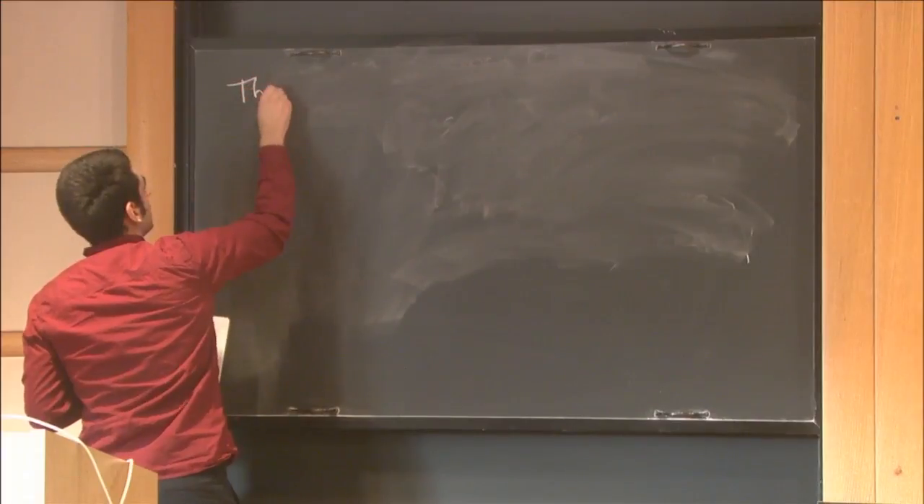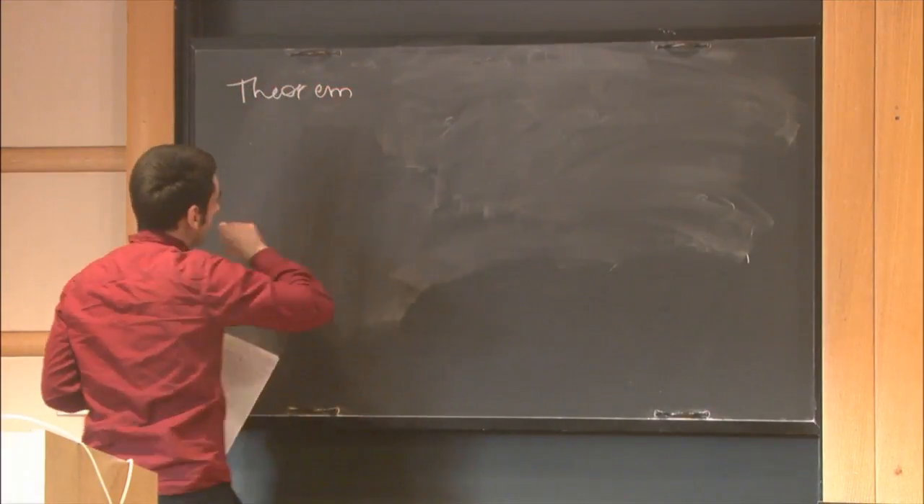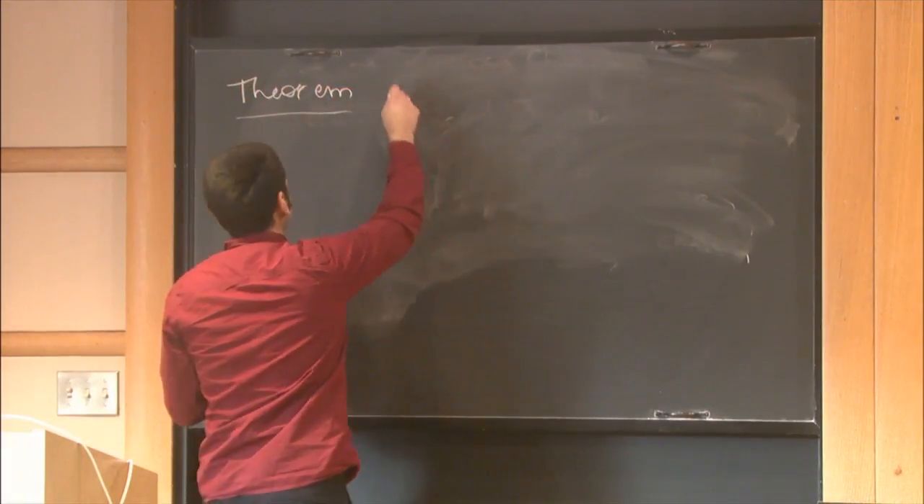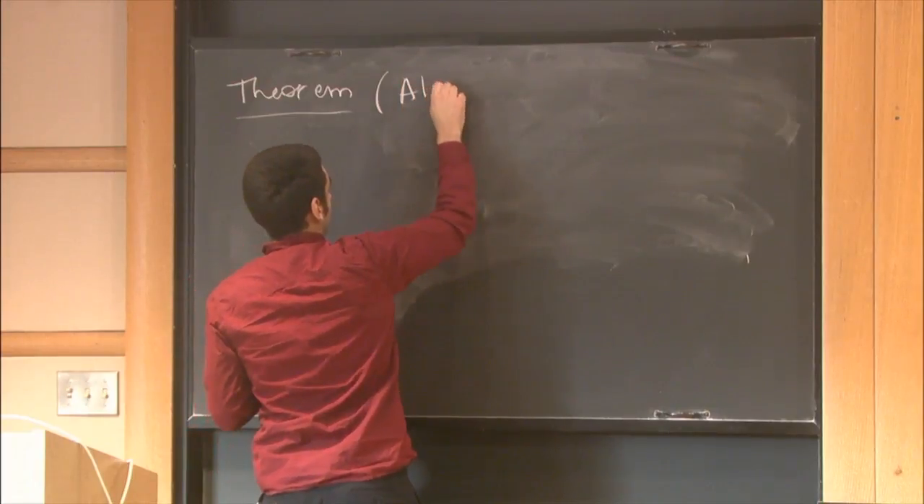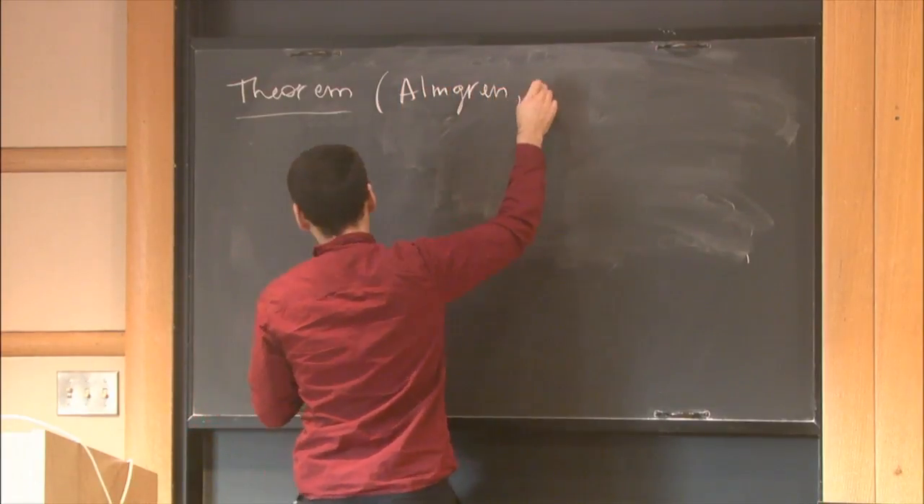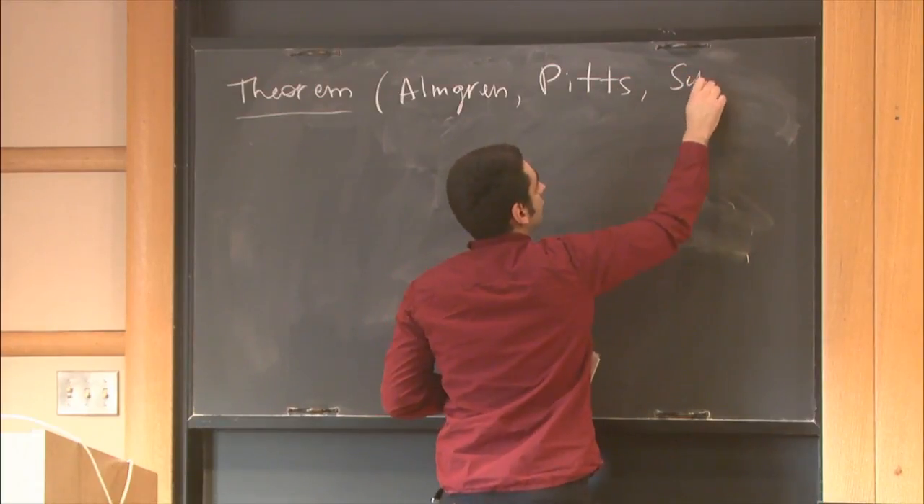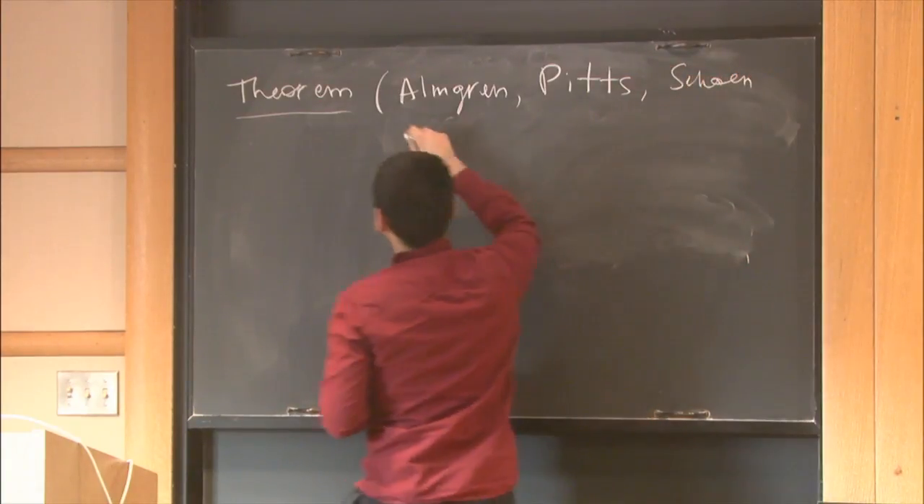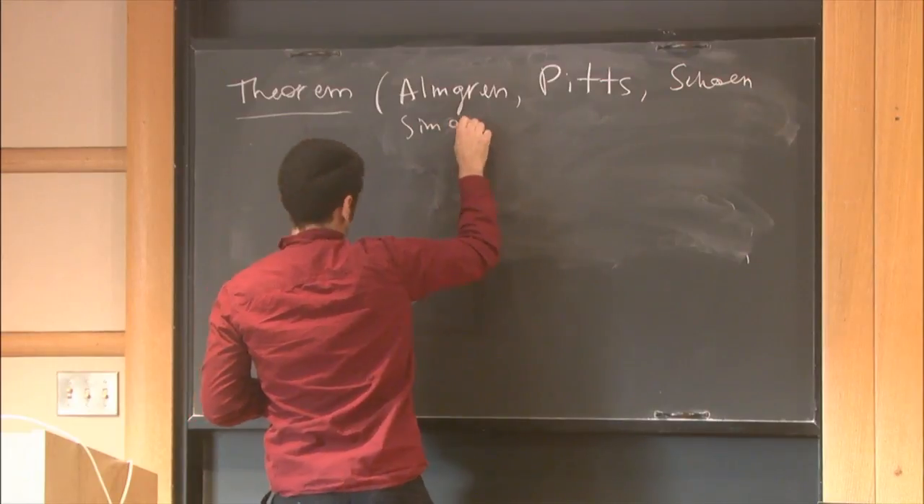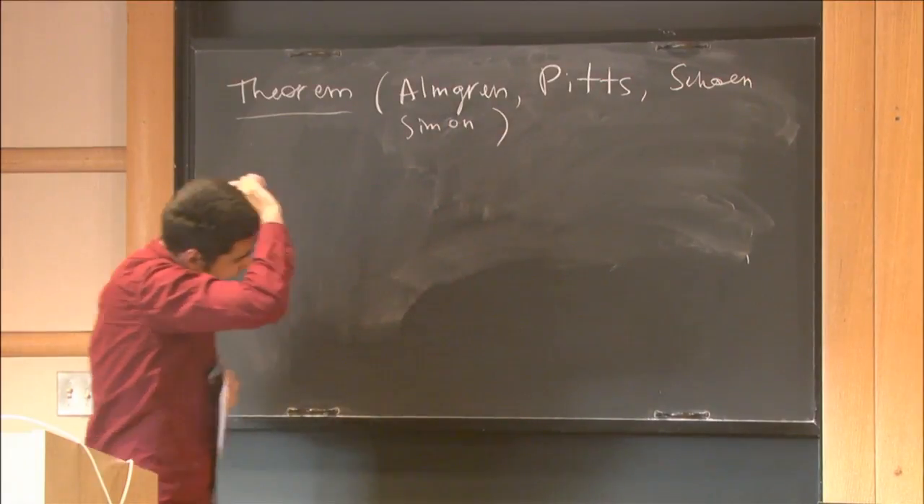So existence of minimal hypersurfaces in closed manifolds is known since 1980 by the work of Almgren, Pitts, Schoen, and Simon, who extended it to high dimensions.